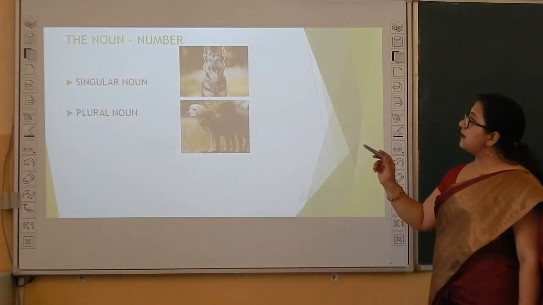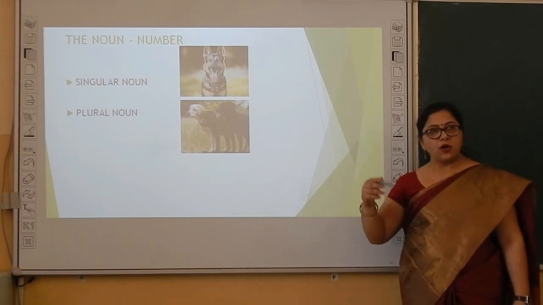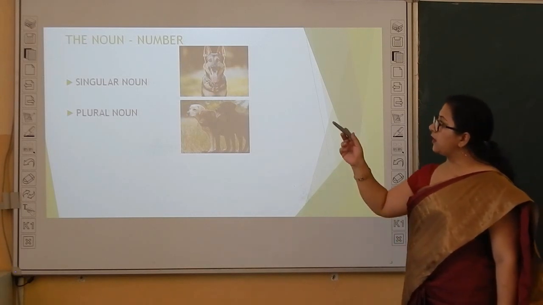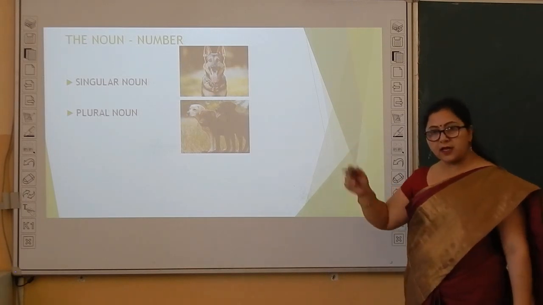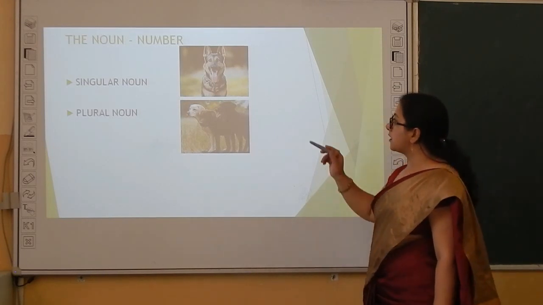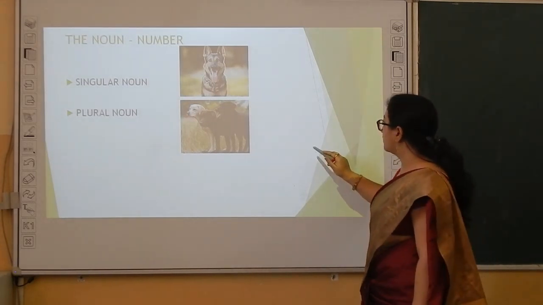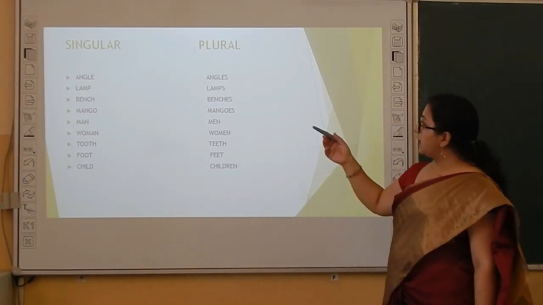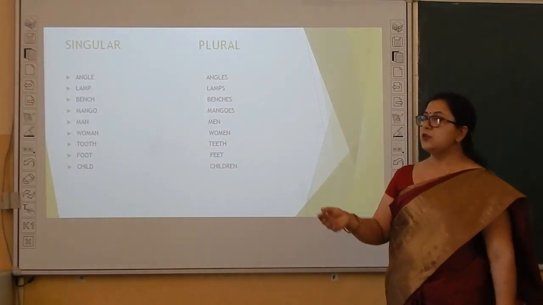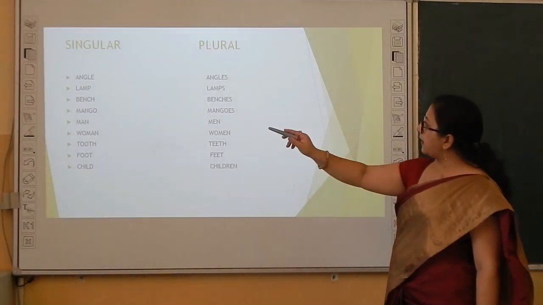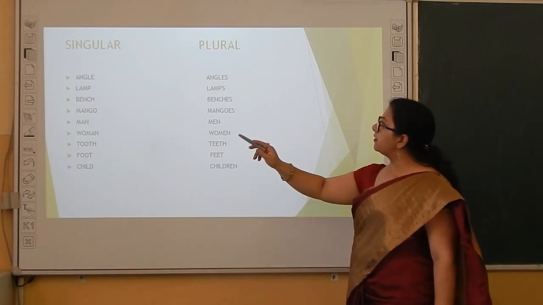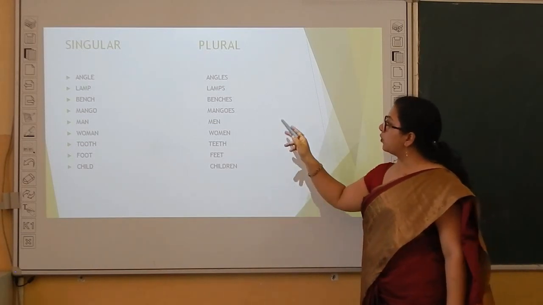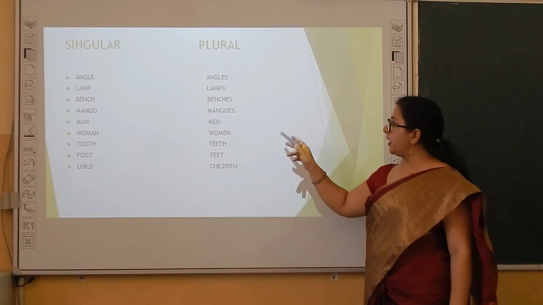The next is the noun number. You all have heard and known about number. Numbers are two, singular and plural. And they are also a part of noun: singular noun and plural noun. Here is a small list. I have prepared this list for you to understand it well. Angle, angles, lamp, lamps, bench, benches, mango, mangoes, man, men.